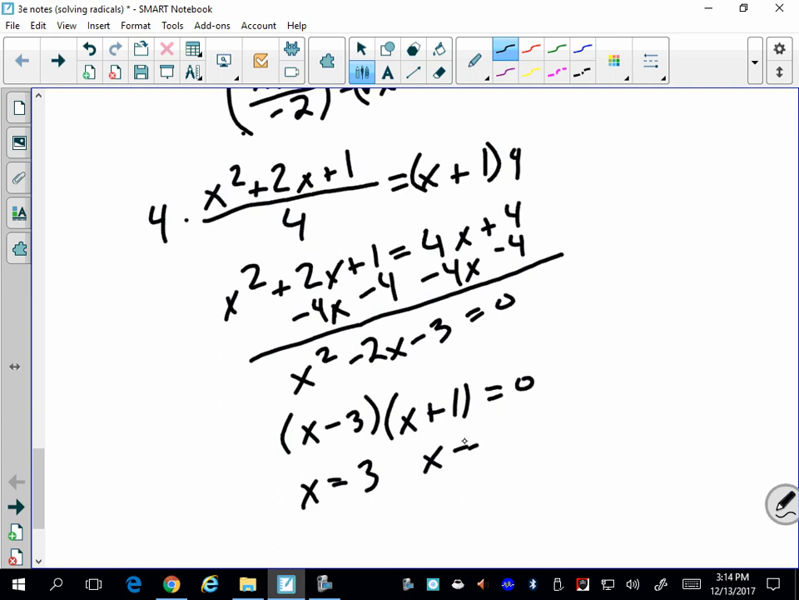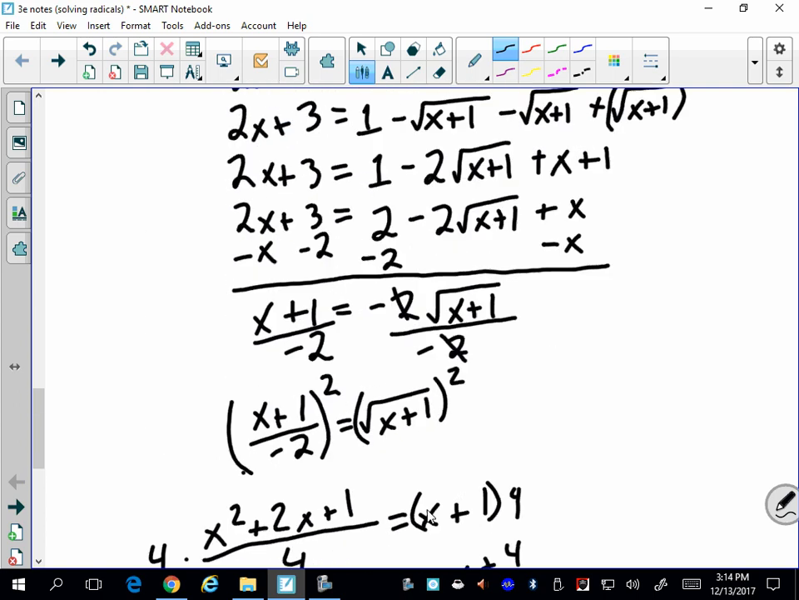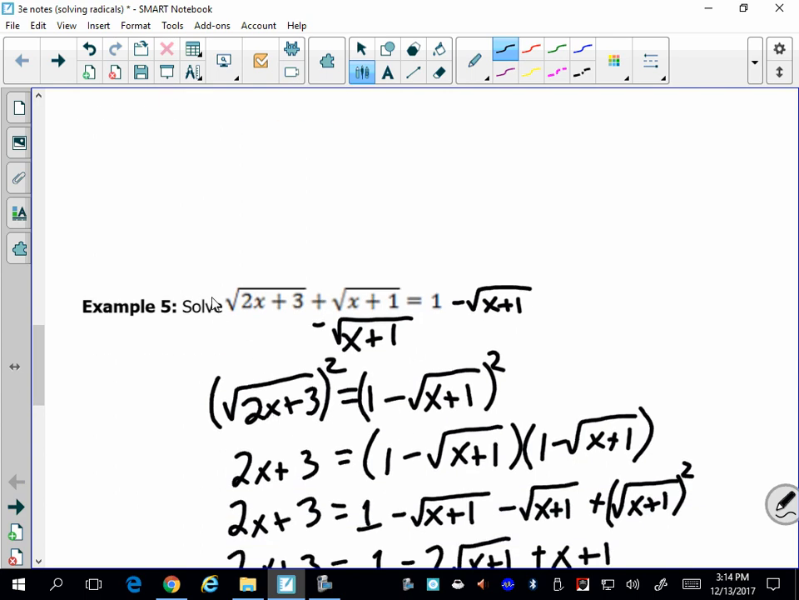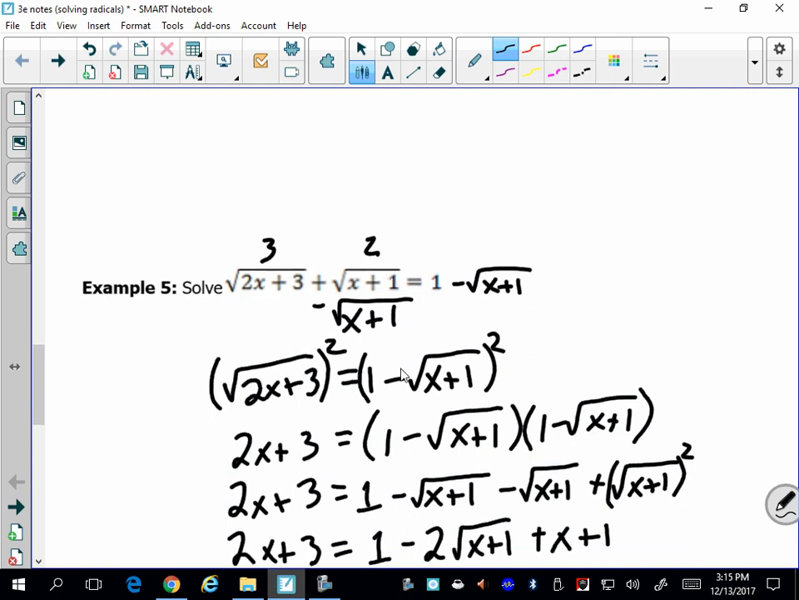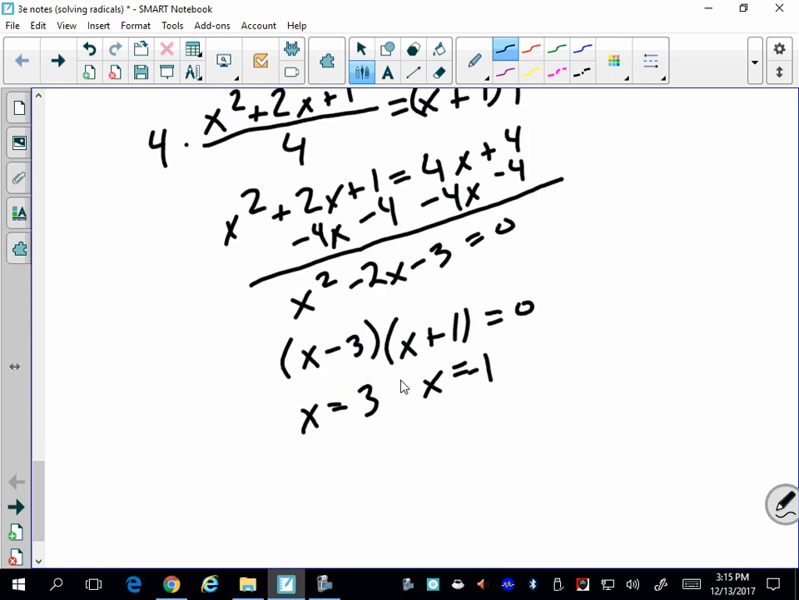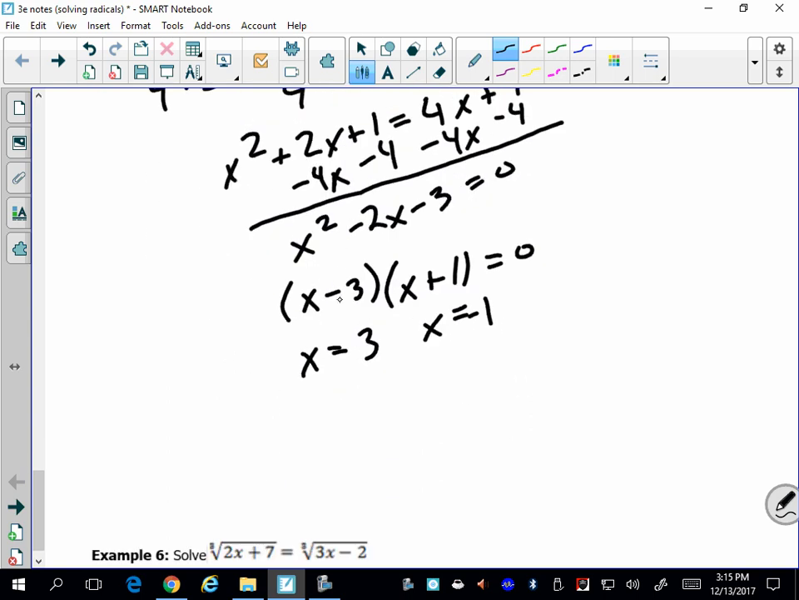So check in both of them, substitute 3 in, all the way back up top. So I put 3 in for x, 2 times 3, 6, plus 3 is 9, square root of 9 is 3, so I have 3 here. So this is a quick check. 3 plus 1 is 4, square root is 2, and so 3 plus 2 equals 5. That does not equal 1. So 3 is an extraneous solution. So that is not a solution.